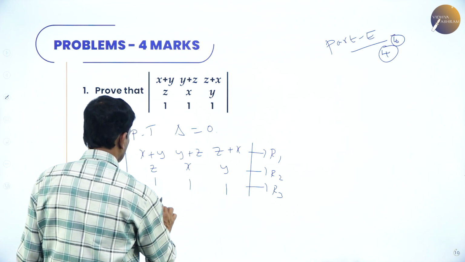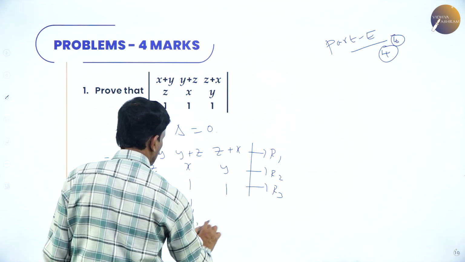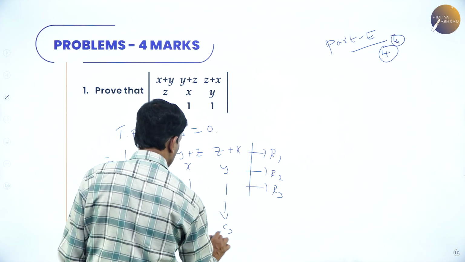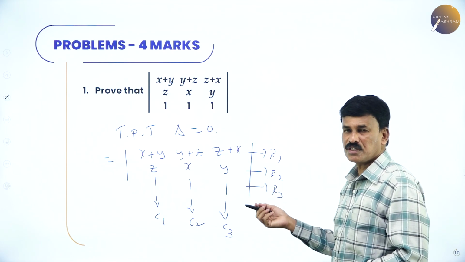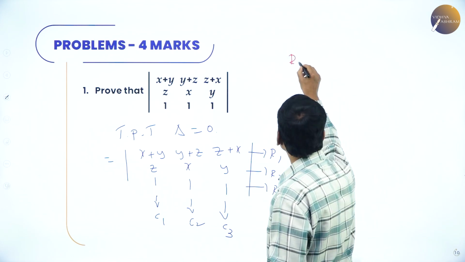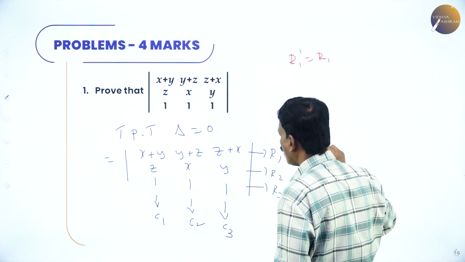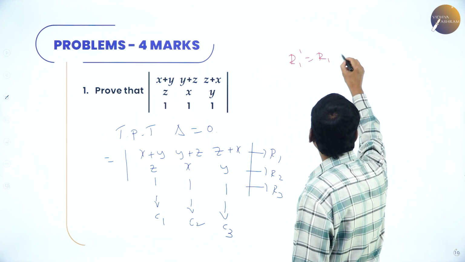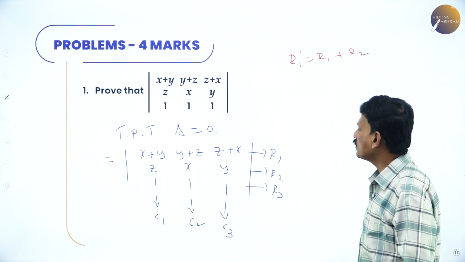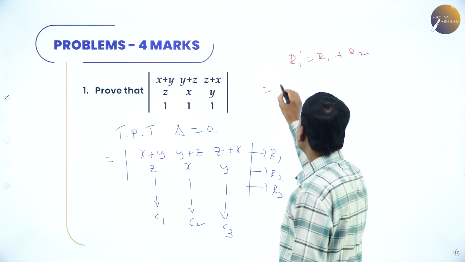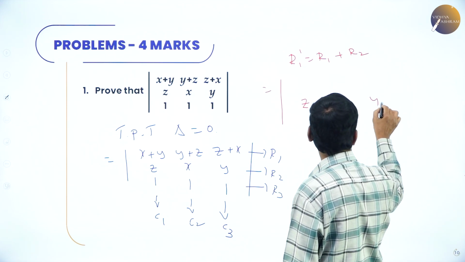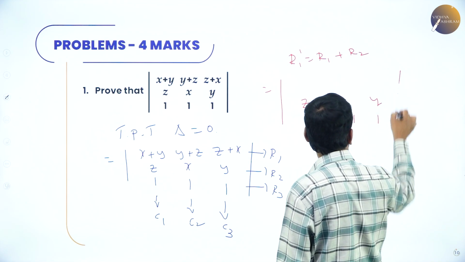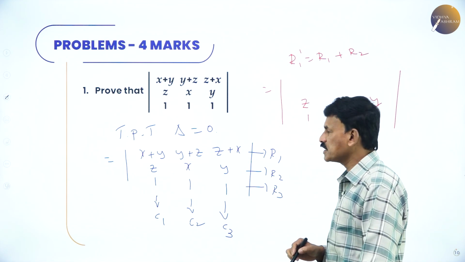This is column 1, column 2 and column 3. So convert this row as 1, 1, 1, and you will get the answer. Now let us take R1 dash is equal to R1 plus R2 plus R3. The second row is the same: z, x, y, and 1, 1, 1. The third row is also the same; second and third row are the same.